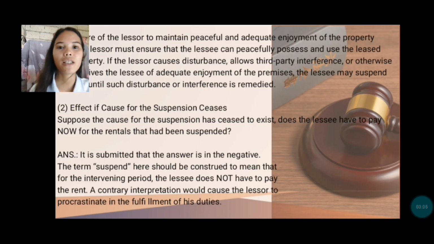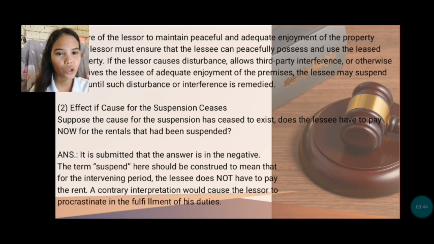Number 2 is the effect if the cause for the suspension ceases. Suppose the cause for the suspension has ceased to exist. Does the lessee have to pay now for the rentals that had been suspended? Answer: it is submitted that the answer is in the negative. The term suspend here should be construed to mean that for the intervening period, the lessee does not have to pay the rent.